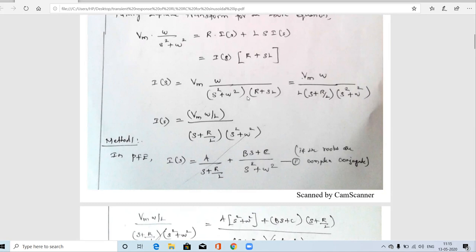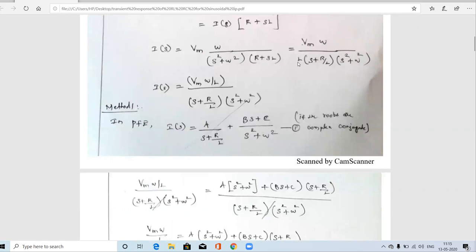You know, what structure do we always have to bring the denominator into? S plus A, or simply S, or s squared plus some constant squared, we have to bring it into that kind of structure. But here you have to take L as common. So if you take L as common, we have to write s plus R divided by L into s squared plus omega squared. And in this term, this L is a constant, so you give this L to the numerator. These are all constants. So that's why I of s can be written as Vm omega by L, and all constants, divided by s plus R by L, s squared plus omega squared.